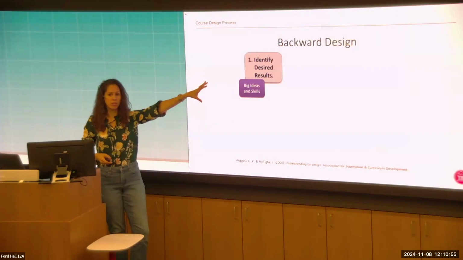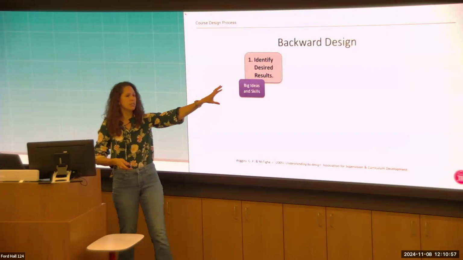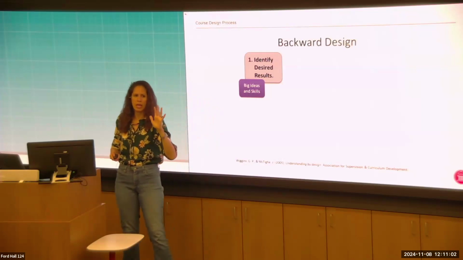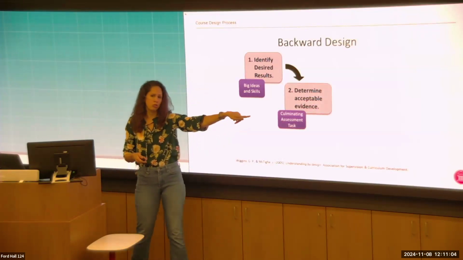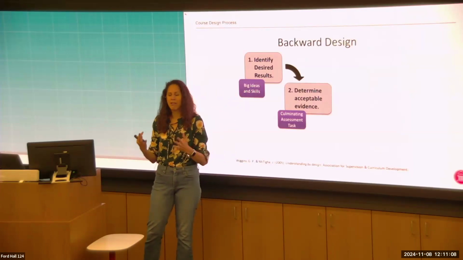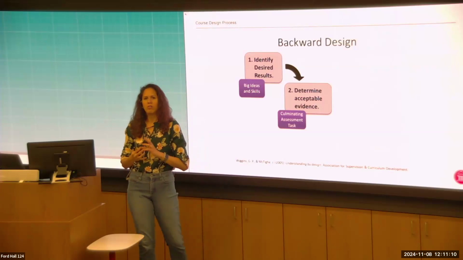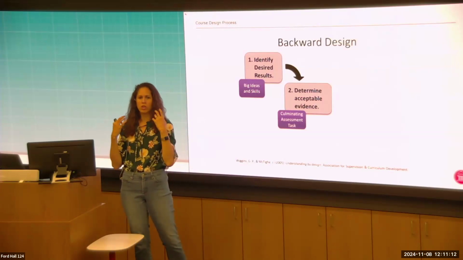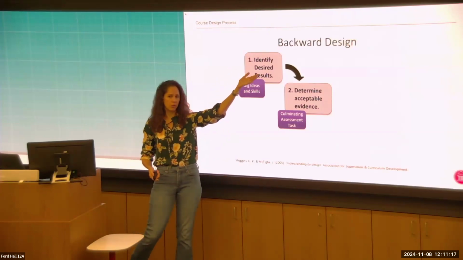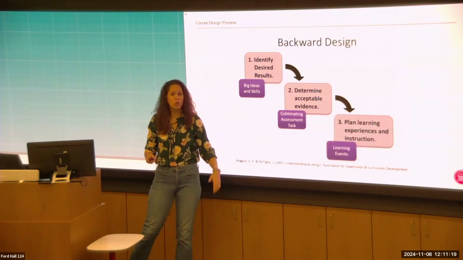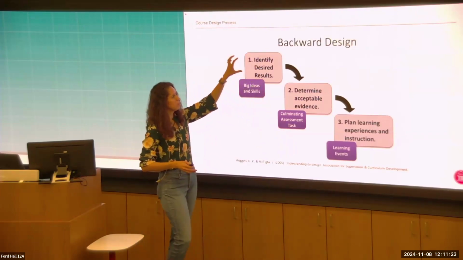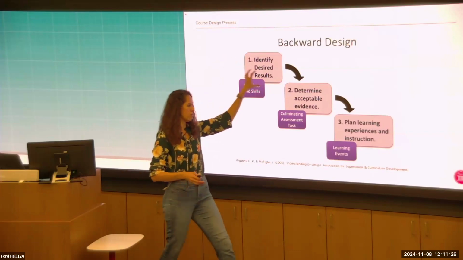You identify the desired results. Those are the big ideas, big skills, the things that they're going to be doing at the end. Then you move to thinking of what the acceptable evidence is going to be. So figure out the assessment strategy. What are the things that the students will do to show you they're meeting these identified results? And then you go to planning the learning experiences and the instruction. So everything is based on these results and go from there.